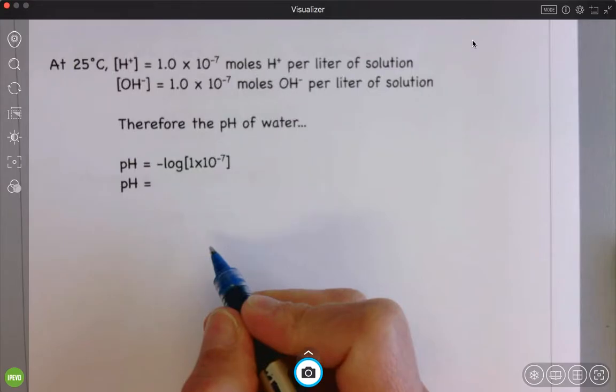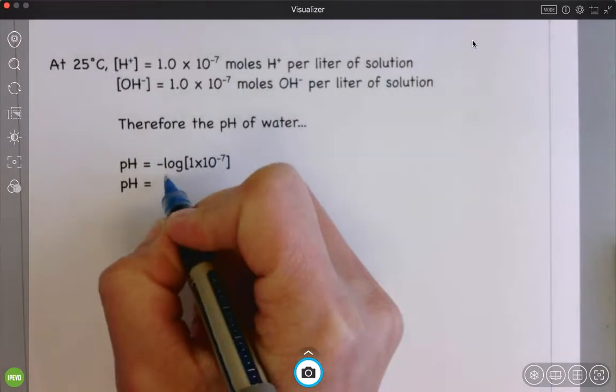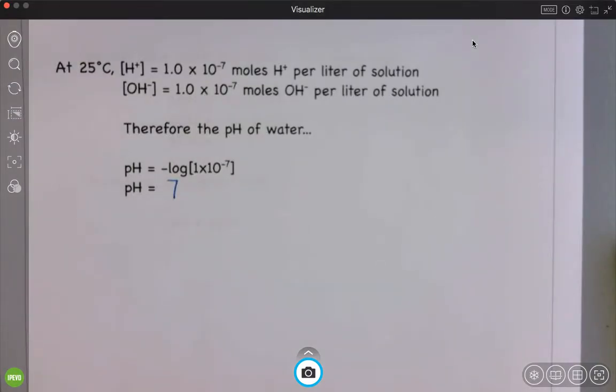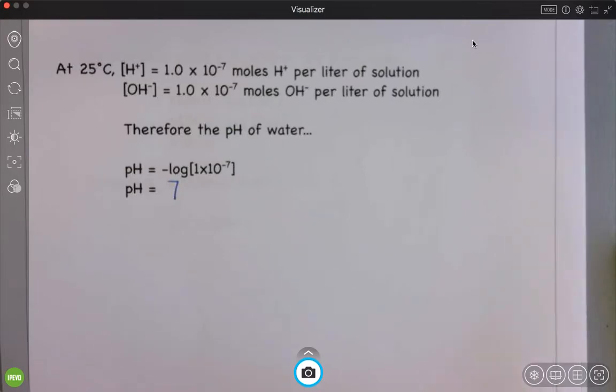And if we were to plug that into our calculator, we would find that that gives us a pH of 7, which we know is the pH of water being neutral. So that's what that means. When we say the pH of water is 7, it has a small concentration of both hydrogen and hydroxide ions, and it's the hydrogen ions that we use to calculate the pH of water, which is 7.